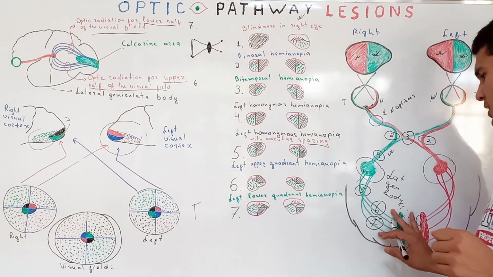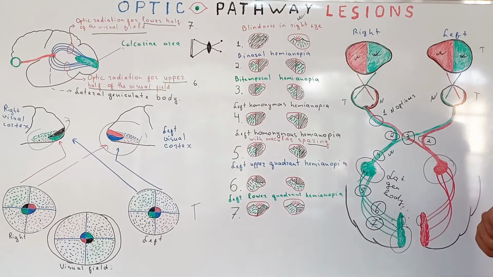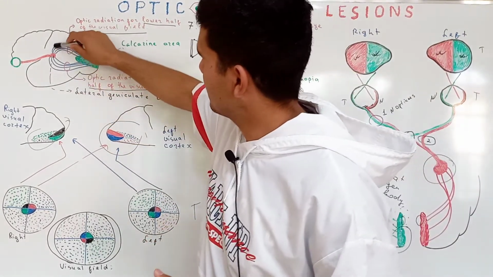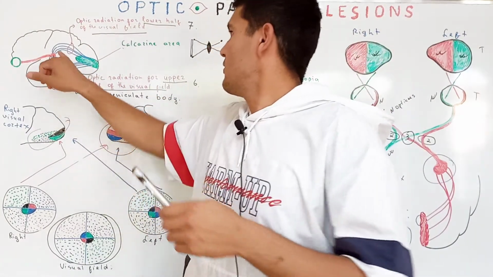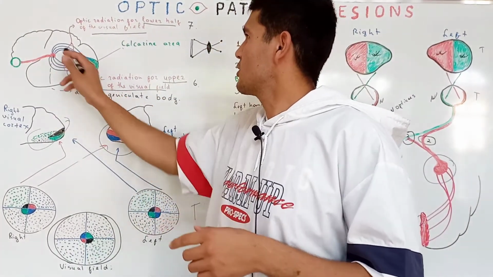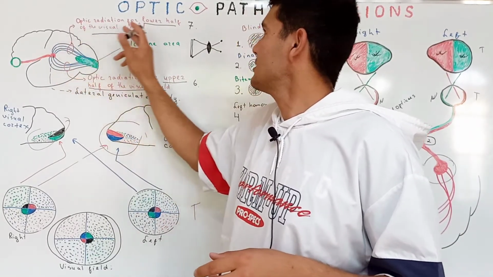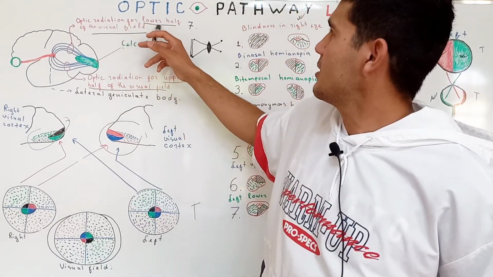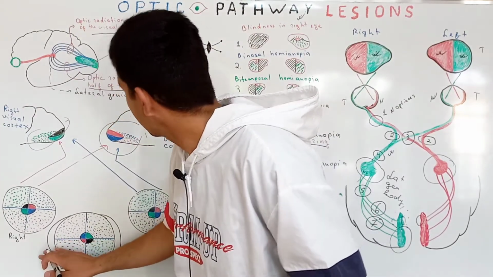The next two symptoms are due to a lesion of the final part of the optic radiation. I drew the optic radiation there, and there are two bundles. The first bundle crosses near the parietal part of the hemispheres, and it is responsible for carrying information from the lower half of the visual field.